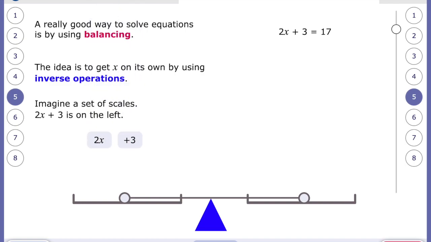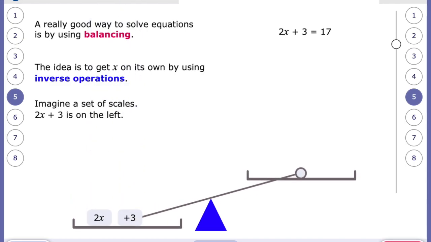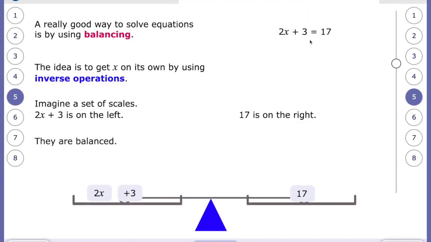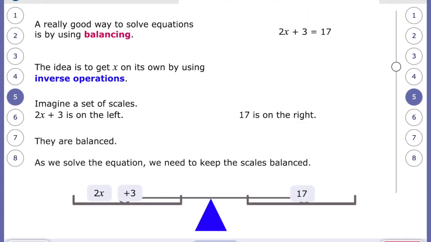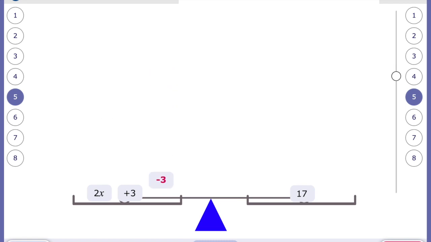So if we write that on a balance, when we add 2x plus 3, we can see this side over on the left is heavier than this side over on the right, because there's nothing over on the right. But when we put 17 on the right, they're balanced because of the equal sign. So when we're solving equations, we want to keep both sides balanced. And we're always trying to get x on its own.